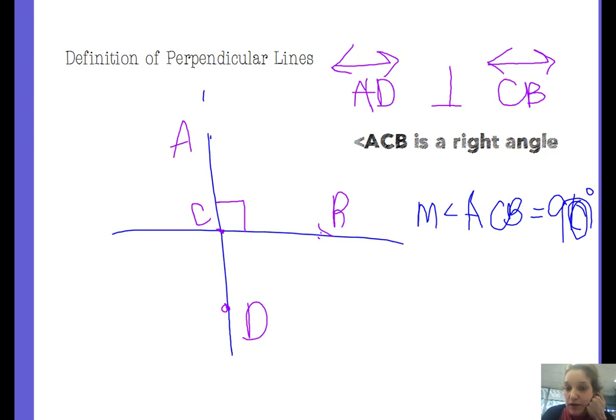Then the next step, you can say the measure of angle ACB equals 90, definition of a right angle. So this is what you can say by the definition of perpendicular lines. You can say that it's a right angle. Then after that, then you can say that its measure is 90.